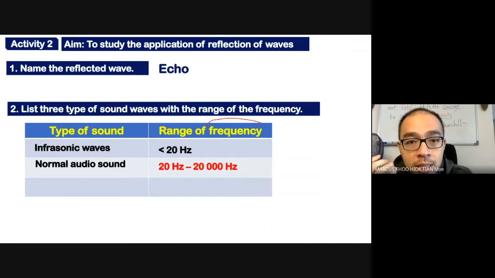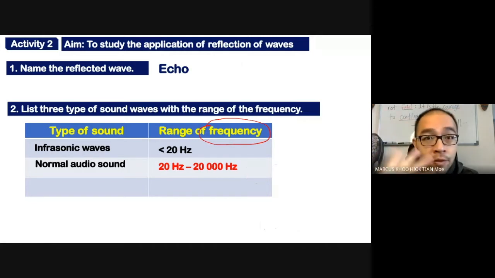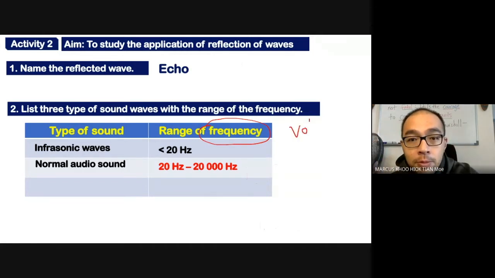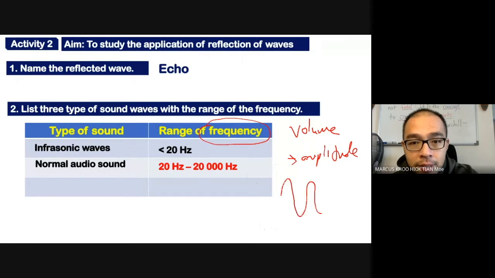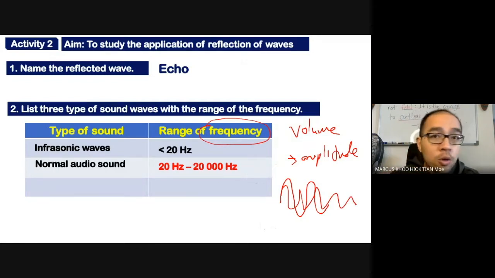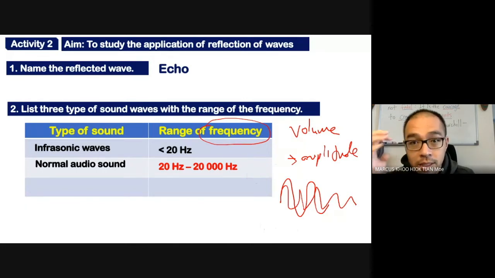Remember, guys, frequency relates to how high pitch and how low pitch the sound is. Nothing to do with the volume. Remember that volume only has to do with the amplitude of the waves. How high the wave is, is the volume. How many waves there are in 1 second is the frequency. So nothing to do with loud and soft. It's just how high pitch and how low pitch it is. Normal audio sound, we can hear 20 to 20,000 hertz.